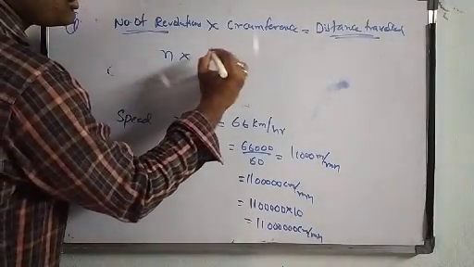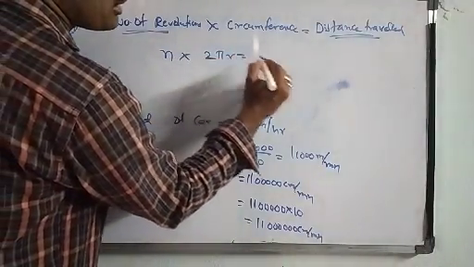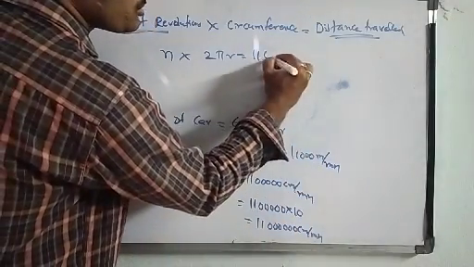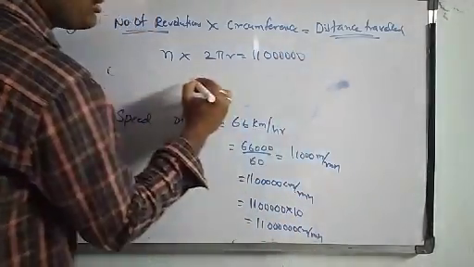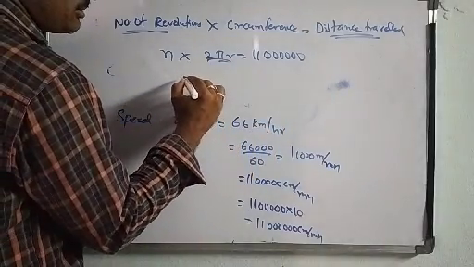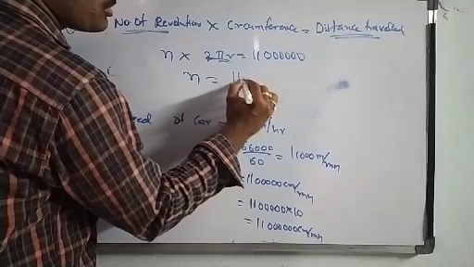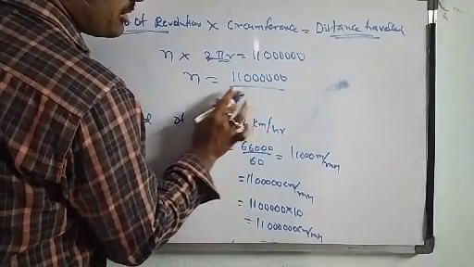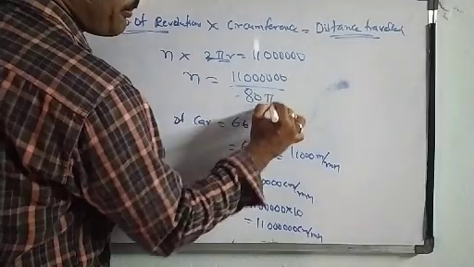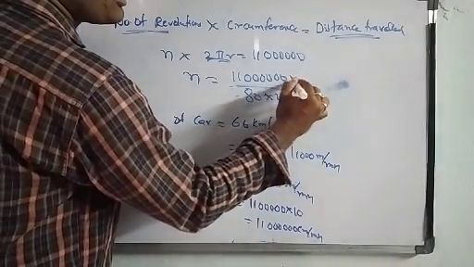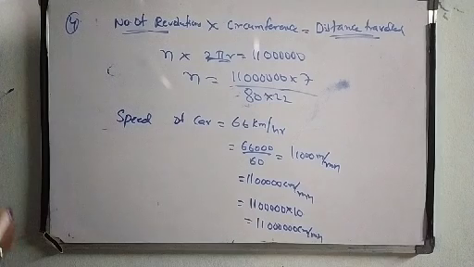N into the circumference 2 pi r is equal to the distance traveled, which is 1,100,000. We already got the circumference as 80 pi. So N is equal to 11 lakh by 80 pi. We can substitute the pi value here as 22 by 7. With further simplification, you will get the answer.